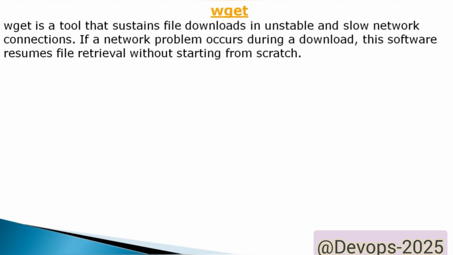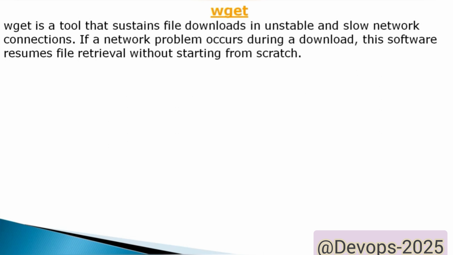as well. If network problems occur during the download, this software resumes the file retrieval without starting from scratch. Suppose, for example, we downloaded 50% of a file and the download is interrupted. If you start it again, it will start from the 50%. It will not start from scratch.